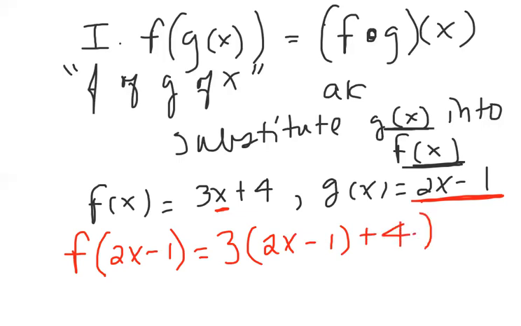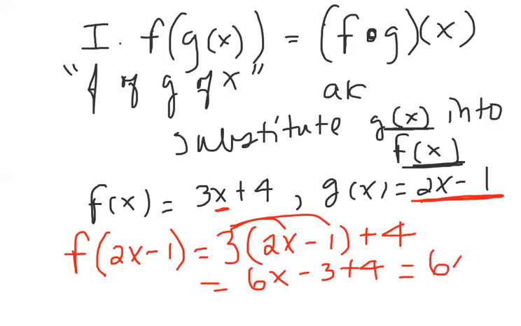Okay. So now, oh, I don't need that parentheses there. So now I am going to distribute the 3. So I get 6x minus 3 plus 4, and then combine like terms. So the resulting function would be 6x plus 1. And this resulting function, we refer to it as f of g of x. So when we combine f of g of x together, this is the brand new function, guys. So that's the first one, okay?